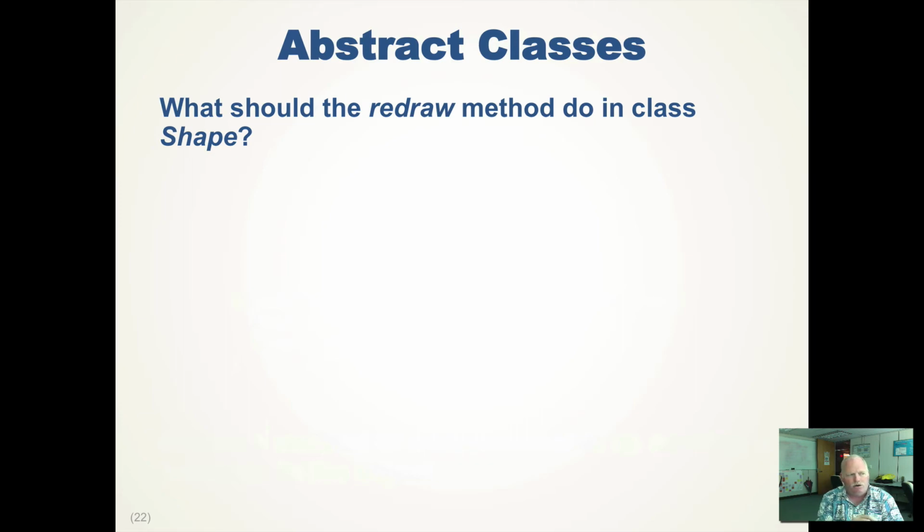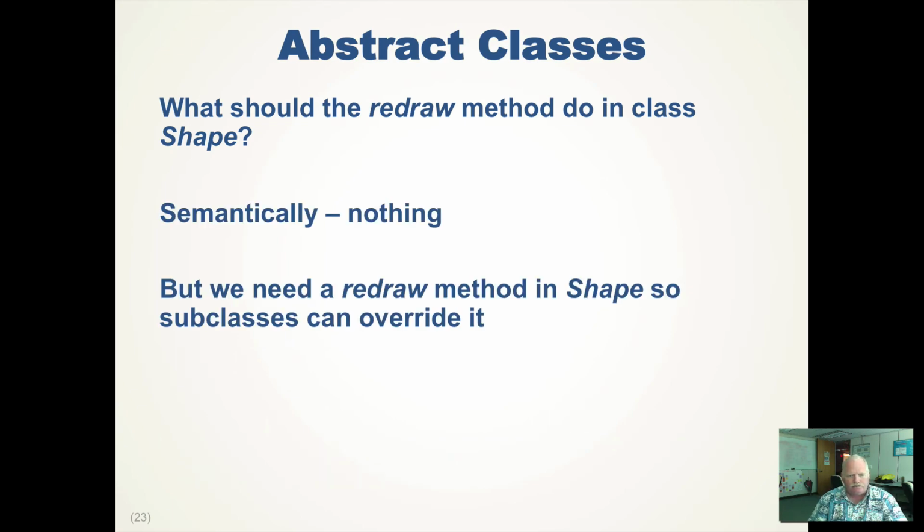So now the question is an abstract class, and it goes back to our original question of what is the right behavior for the redraw method in a shape, because a shape is pretty generic. How many sides does it have? It certainly can have a color. The shape might be a triangle, might be a rectangle, it might be a circle, it could be all these things, and we don't really know what it means to redraw the generic parent class shape. So basically we really don't want to do anything in the shape because we don't have enough information to be able to do anything. So semantically we don't want to do anything.